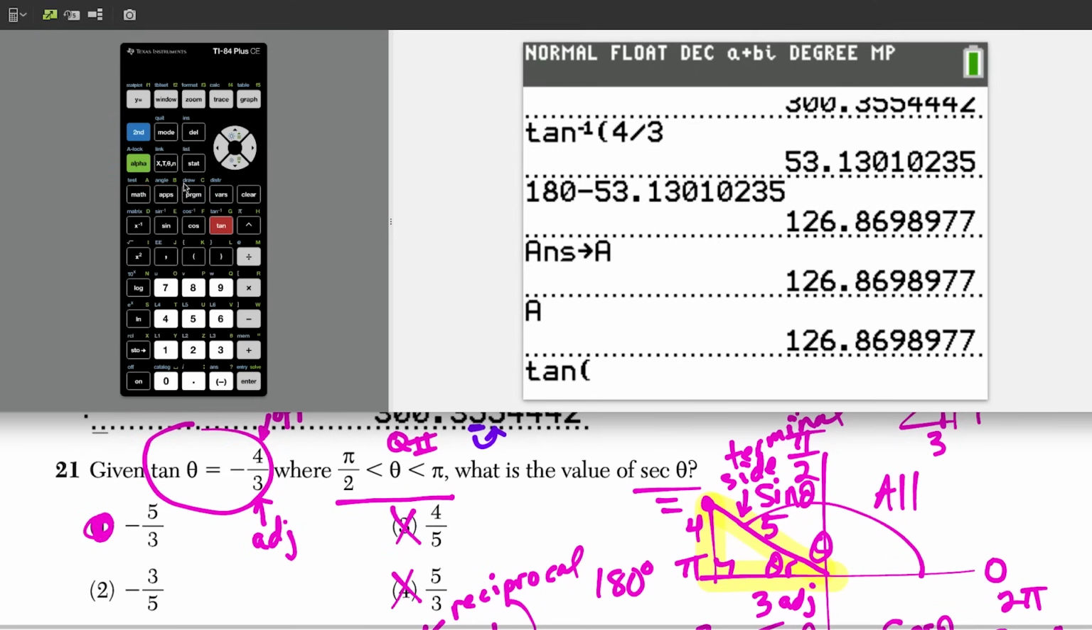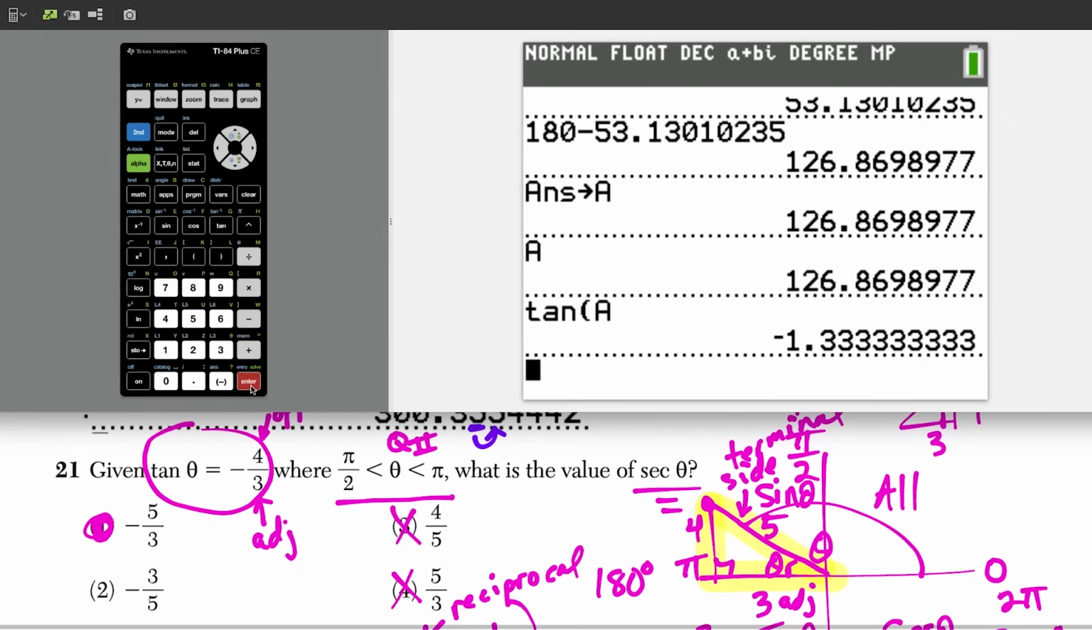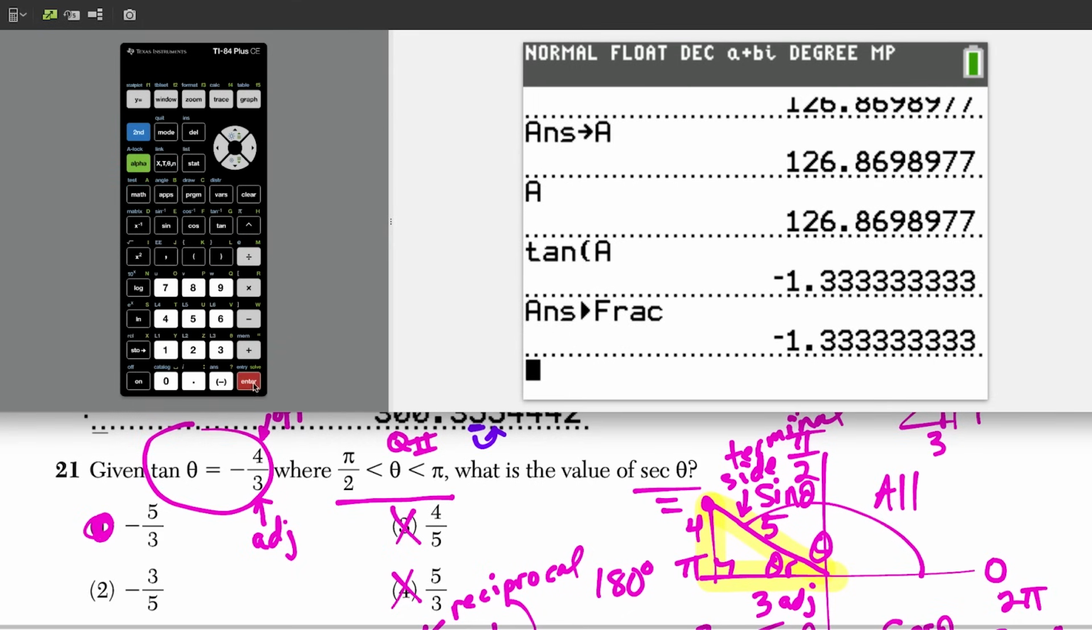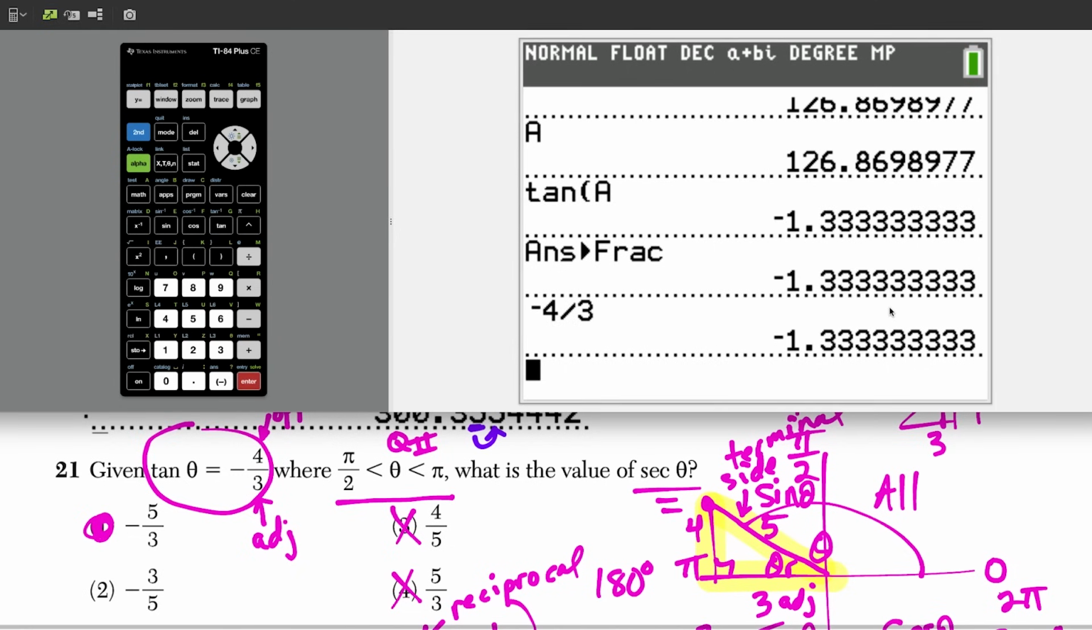So watch what happens if I do tangent of that angle. So tangent of that angle, I press math, enter, enter. It should give me negative 4/3. I don't know why that didn't work just now, but whatever. Negative 4/3 is going to give us the same thing.